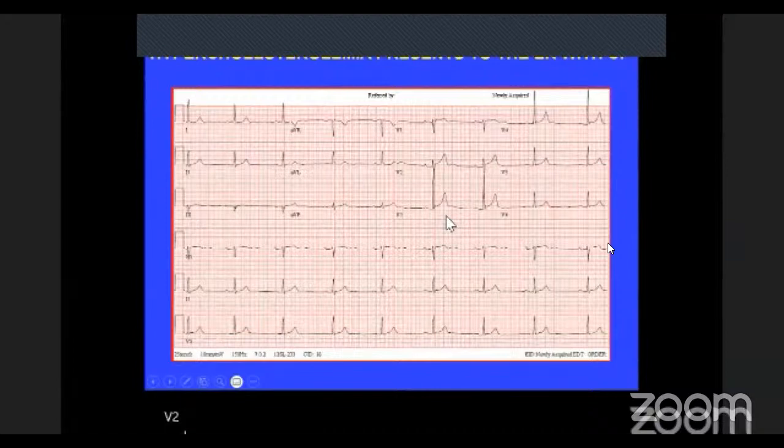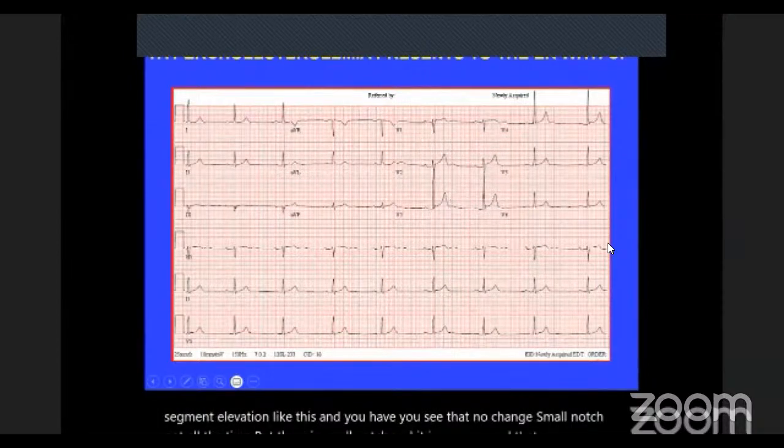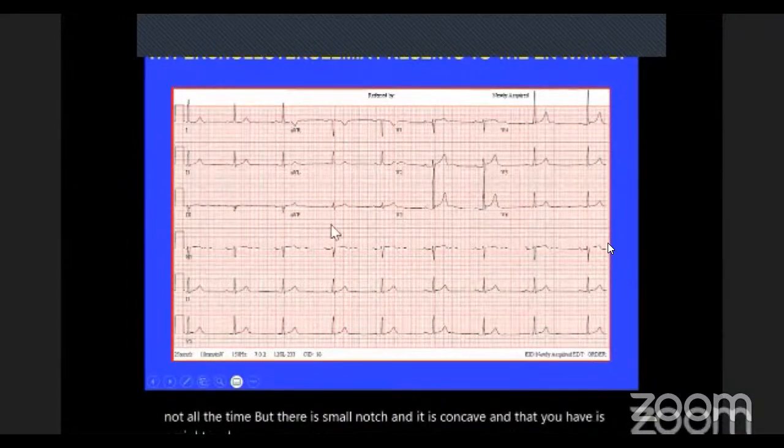So do you think she's having this elevation? Yeah, that is in V2 or V3. Actually, this condition is interesting because this is what we call early repolarization. Remember this terminology, early repolarization. If you have ST segment elevation like this, and you see a small notch, not all the time, and it is concave, and the T wave is upright, and usually young people, we consider it early repolarization.